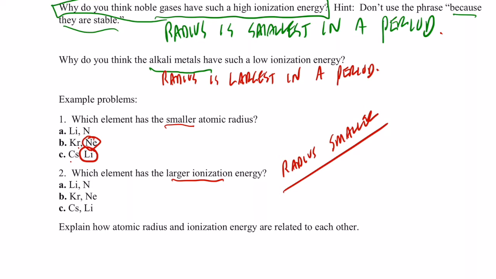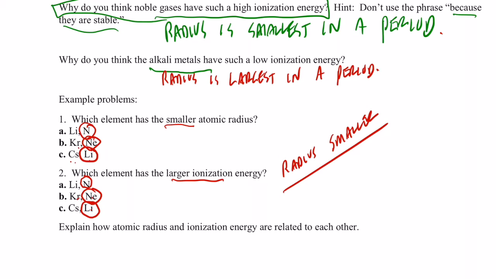So we're going to choose between lithium and nitrogen. Remember, nitrogen was the smaller one, right? So since it's the smaller, it would have the higher ionization energy. Krypton and neon, since neon was the smaller, you would expect it would have the higher ionization energy. And between cesium and lithium, lithium is the smallest, so it would have the higher ionization energy.